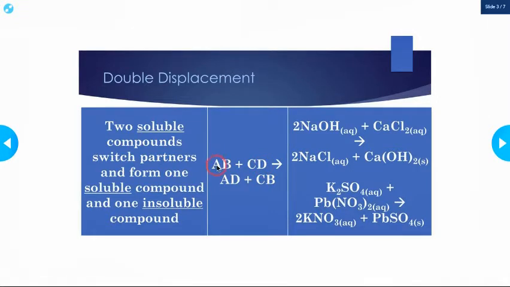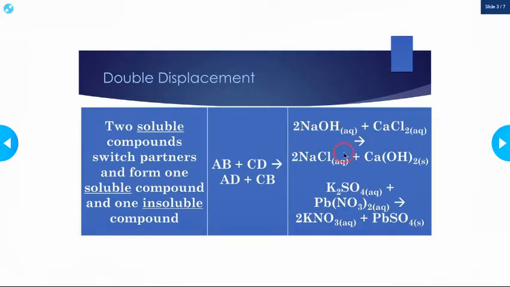So we have A and D going together because that would be a cation and an anion, and then C is the cation and B is the anion. So opposites always have to go together. So if we look at some examples of double displacement reactions, we have sodium hydroxide and calcium chloride.